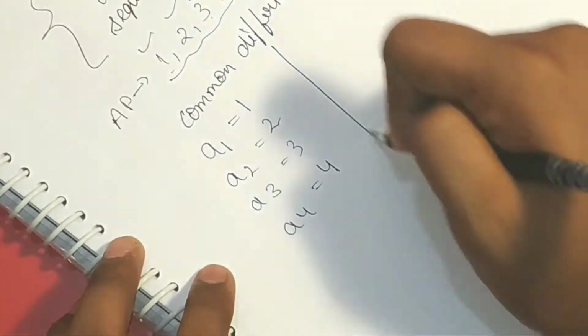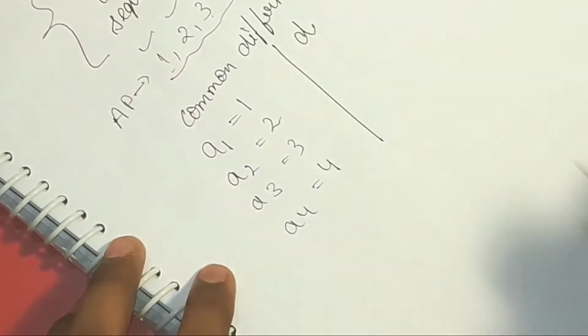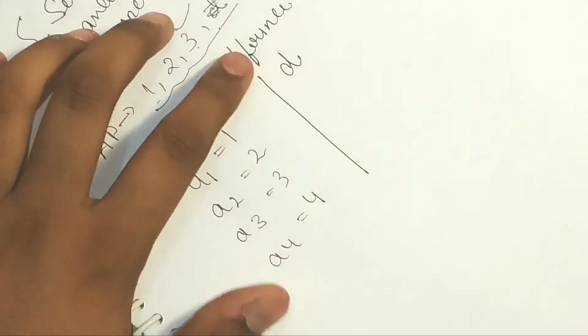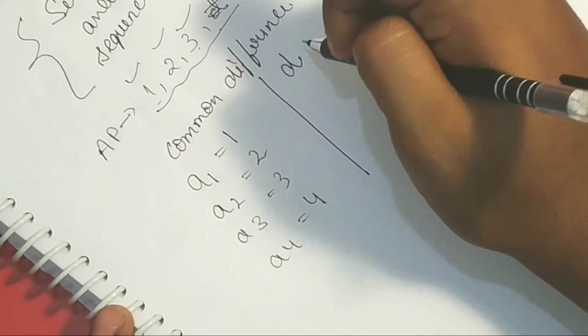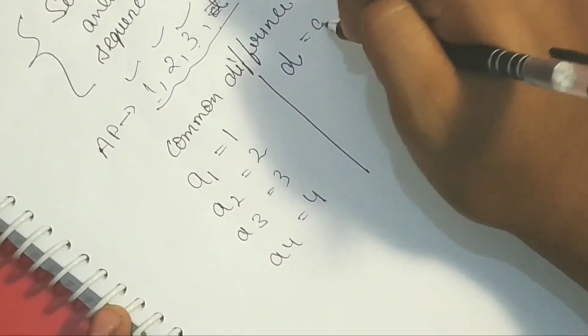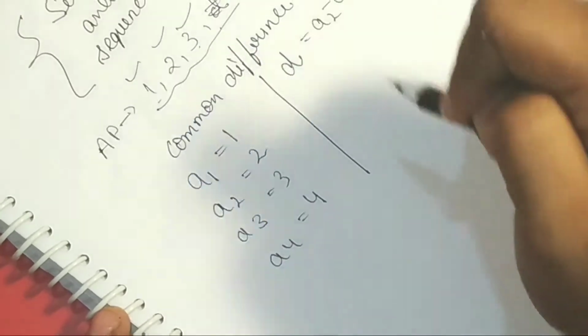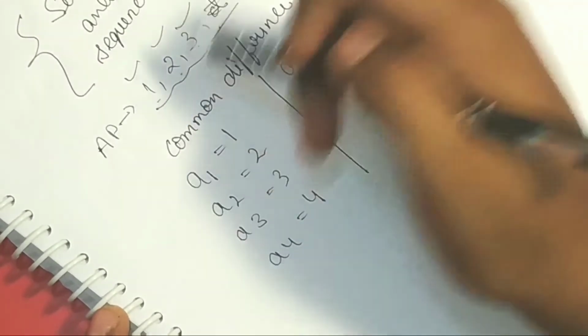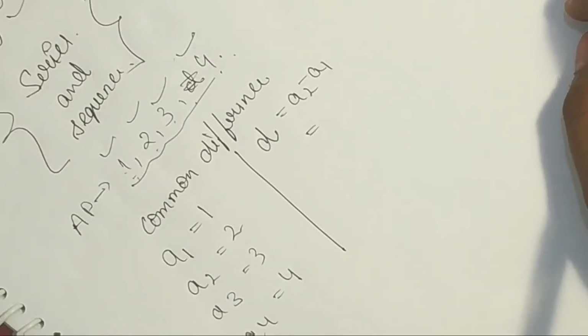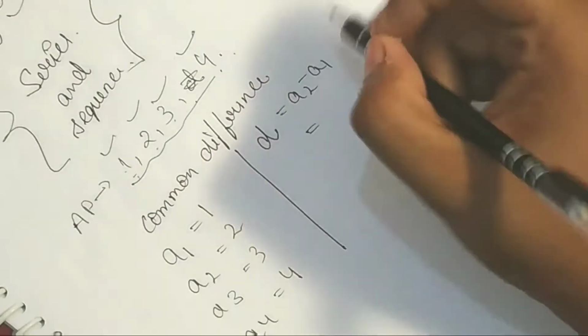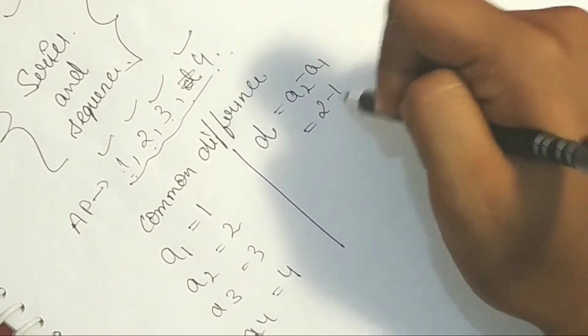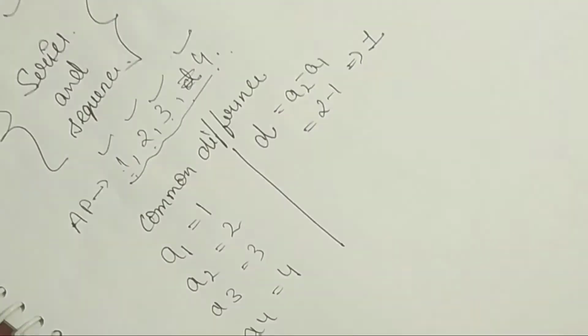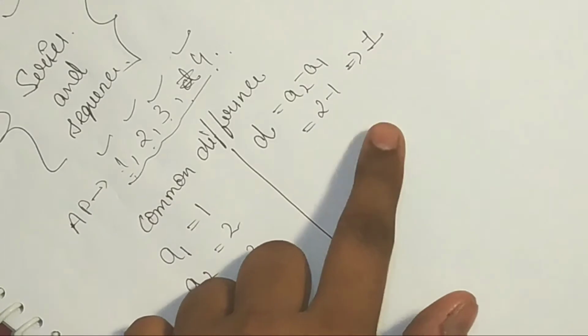Now if we have to find the common difference, it is denoted by small d. The formula to find the common difference is a2 minus a1, which is 2 minus 1. So a2 minus a1 is the formula to calculate the common difference. What do we get for a2 minus a1? 2 minus 1, we get the answer 1. So our common difference comes out to be 1.